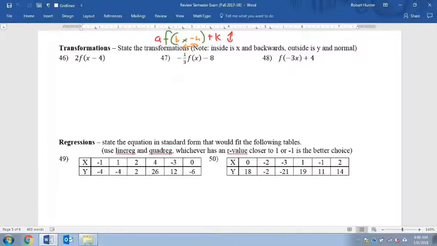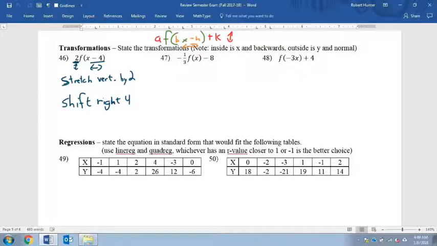Number one, I'm multiplying the outside, so that is a stretch. It's going up and down. So you have to tell me what it is, the direction, and how far. So it's a stretch. The direction is vertical by 2. Okay. We're subtracting 4 from the inside. So if you're adding or subtracting, that's a shift. And remember, the direction is left or right, but it's not going left, it's going to the right, because everything inside is backwards. Shift right 4. And that's it.